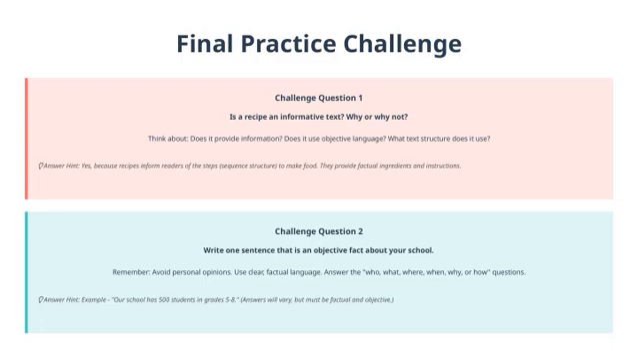All right, now we're moving on to our final practice challenge. First, let's look at challenge question 1. Is a recipe an informative text? Why or why not? Think about whether it provides information, uses objective language, and what kind of text structure it has.